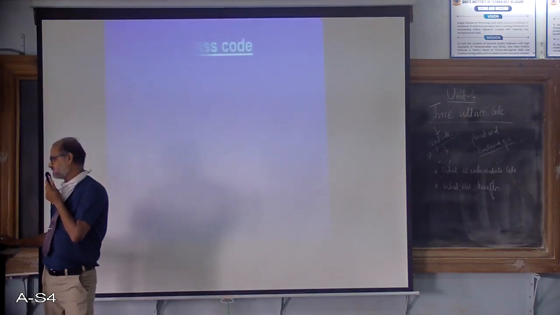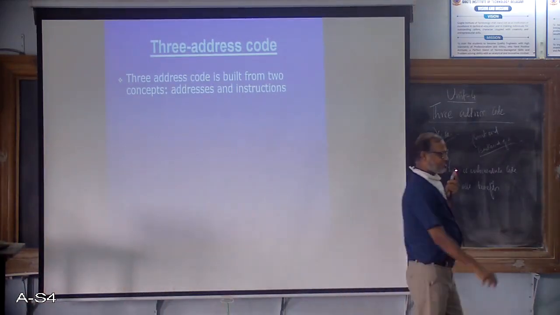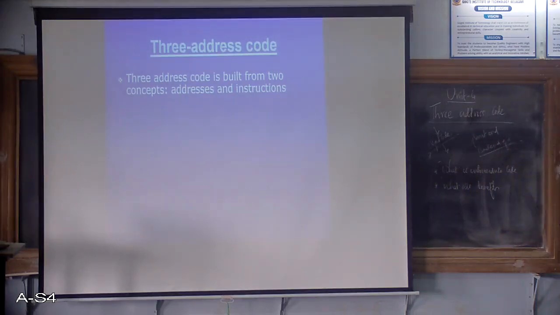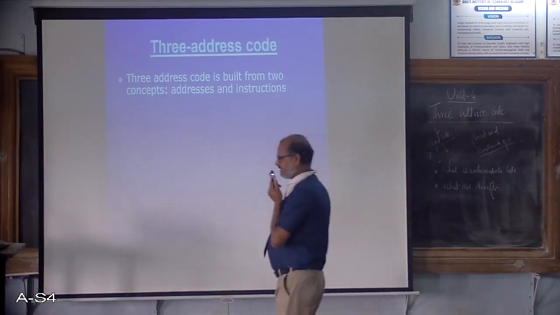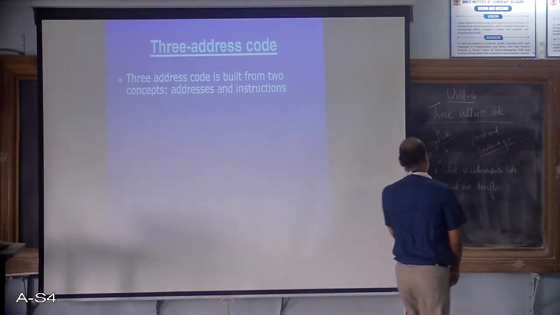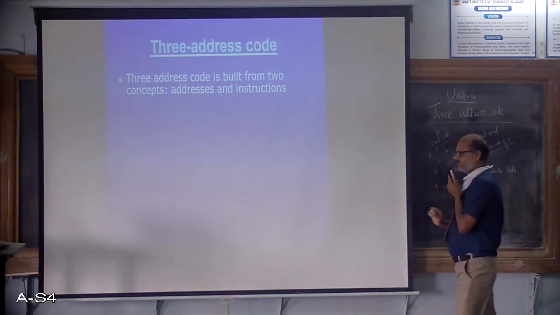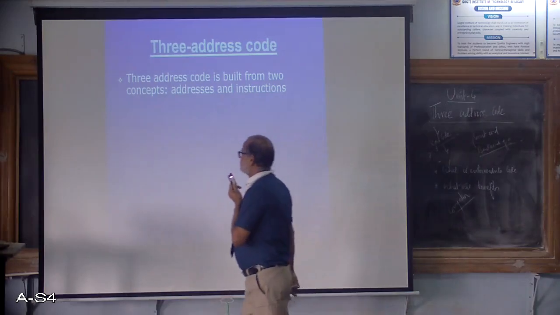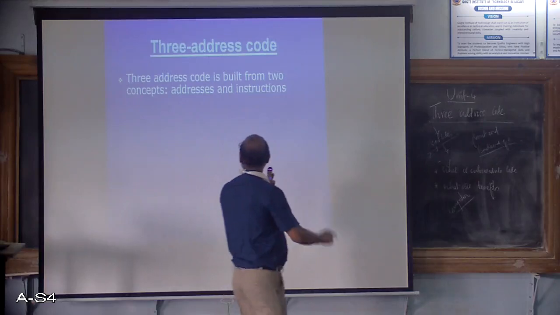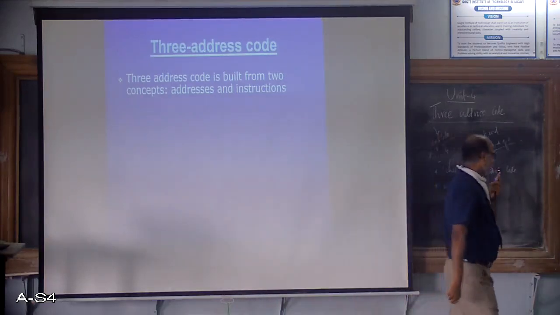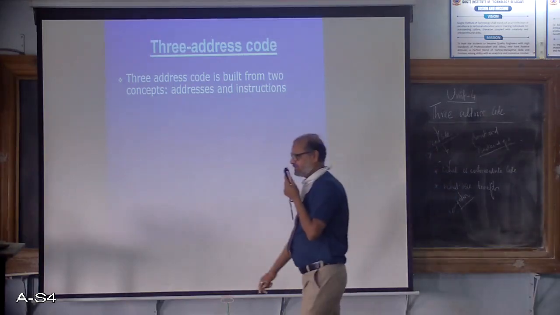three address code. Okay. So three address code is one important intermediate representation used by the compiler. So it is basically built upon two concepts. One is the address, and second one is the instructions.